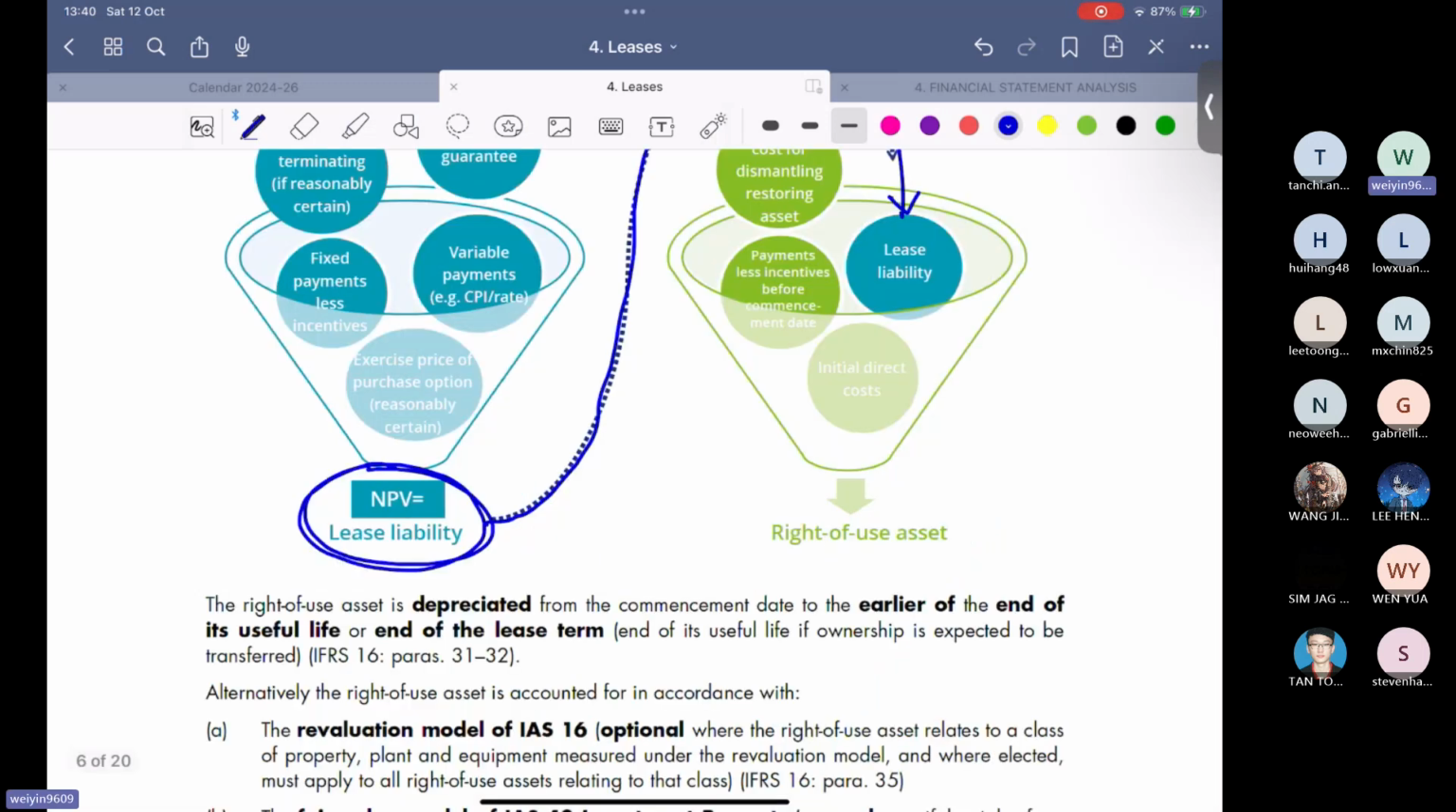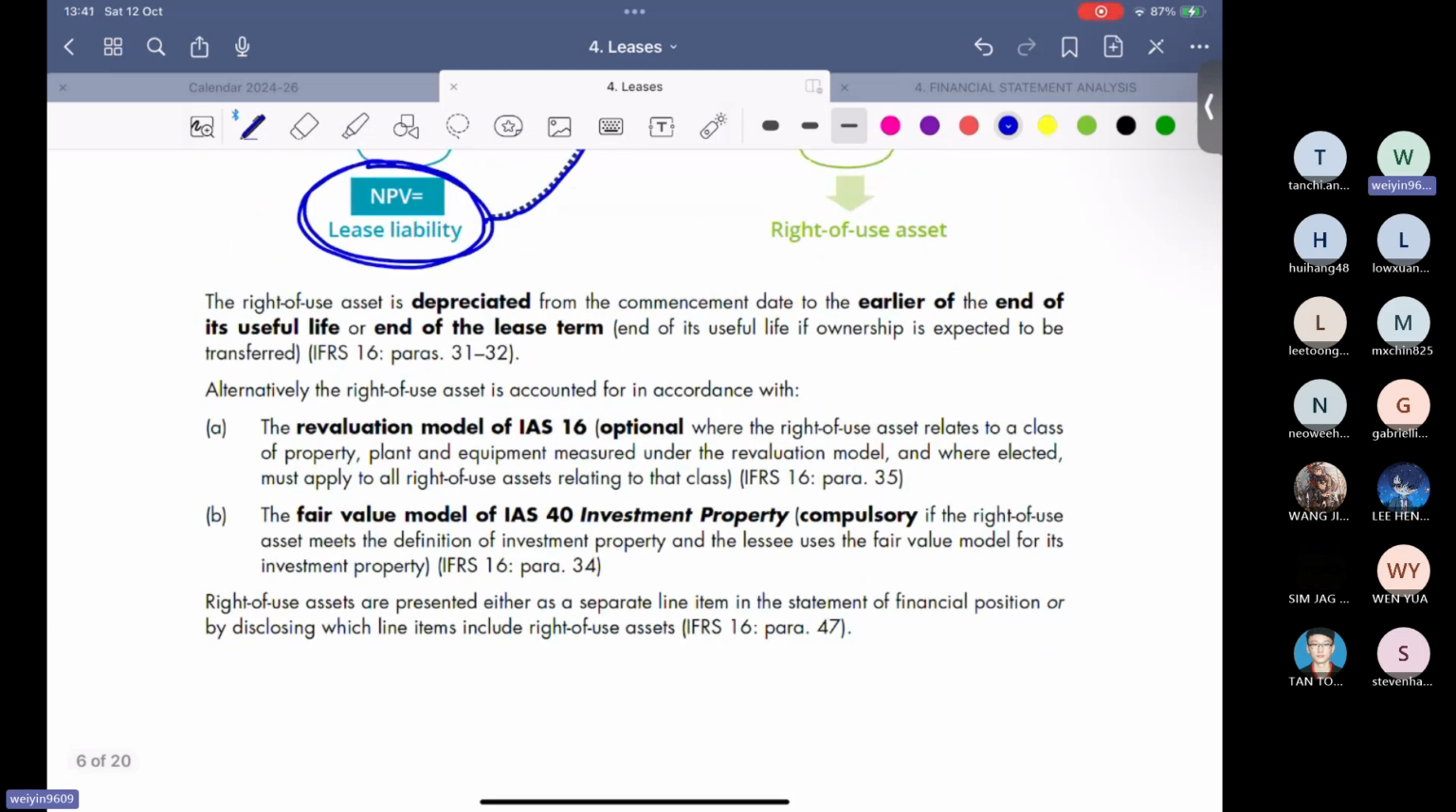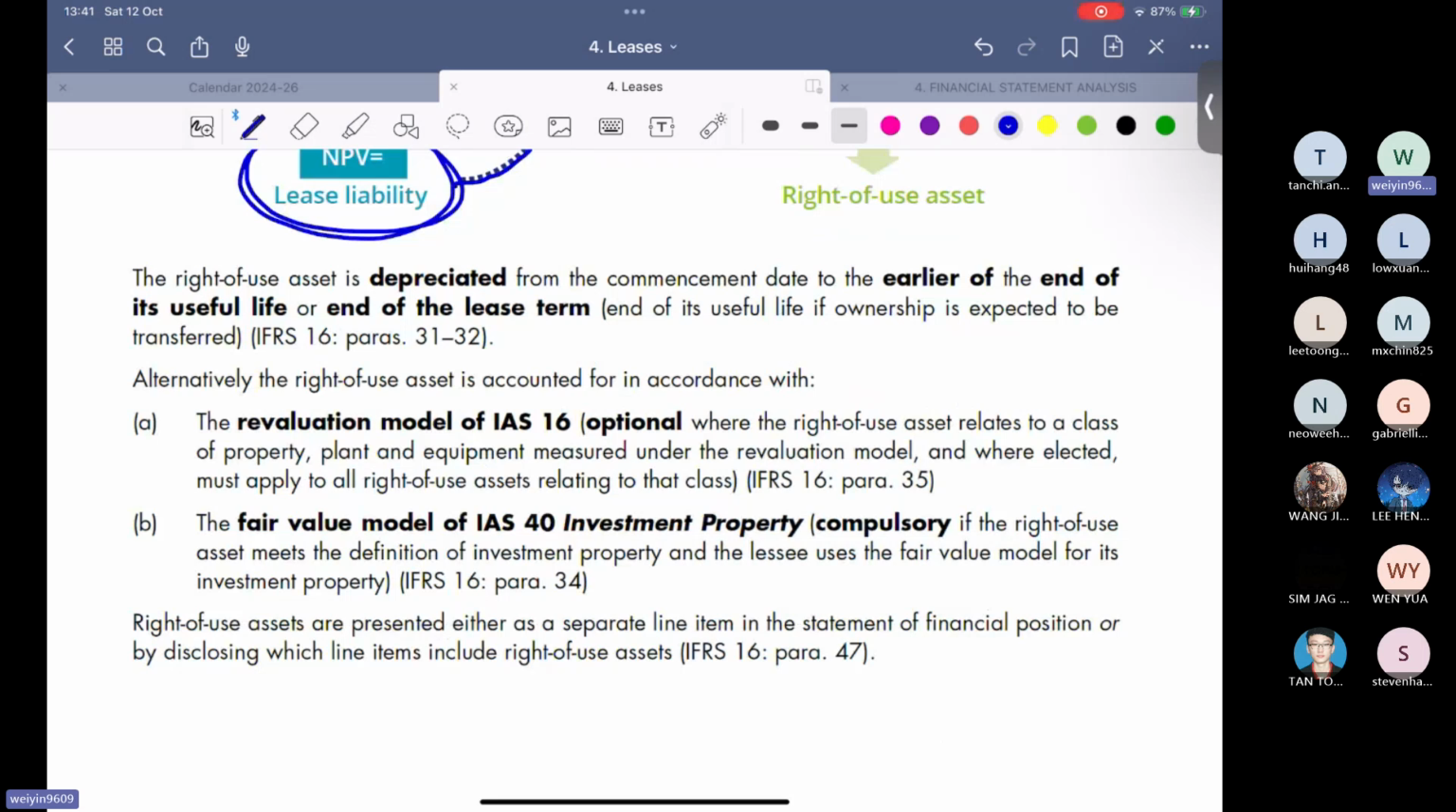Okay. Next part, we go for this one. ROU asset. So now you already identified the cost. Now is depreciation time. So the right-of-use asset is depreciated from the commencement date at the earlier of the end of the useful life or the end of the lease term. And then he put the bracket: end of its useful life if ownership is expected to be transferred.